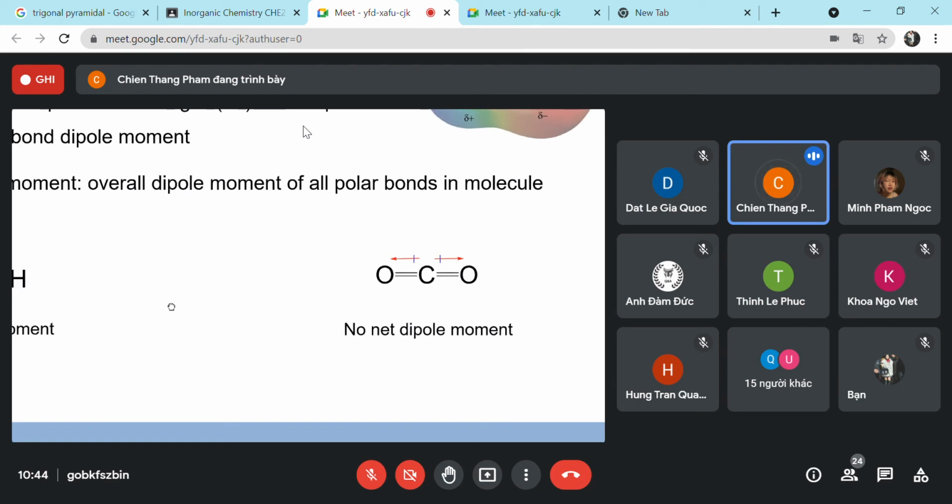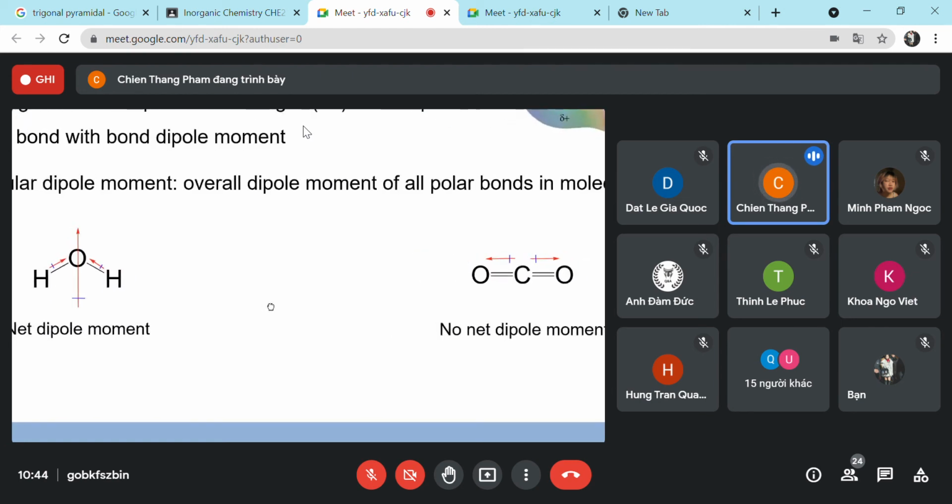Okay, so when you consider these two examples, you understand. When you consider each molecule, first of all, we must consider the bond dipole moment.